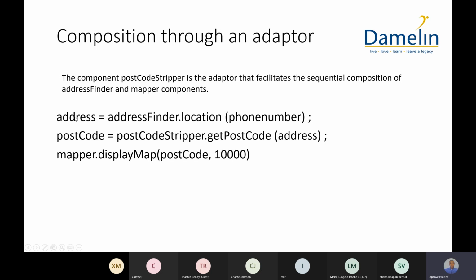So we declare a variable address, and you say address is equal to address finder dot location with the cell phone number that's provided, and it strips that particular address. The second line demonstrates how an adapter class will work, because we have variable postal code equal to post code stripper dot get postal code from address. It will take the full address, look for the postal code, and strip only the postal code. And then the mapper class is able to generate a map with the output from this adapter class, which is the proper input for it.